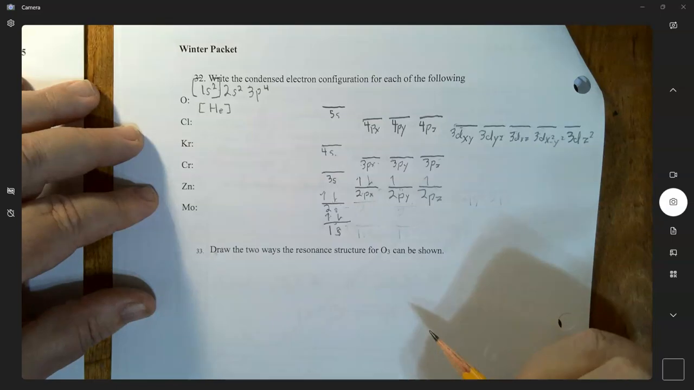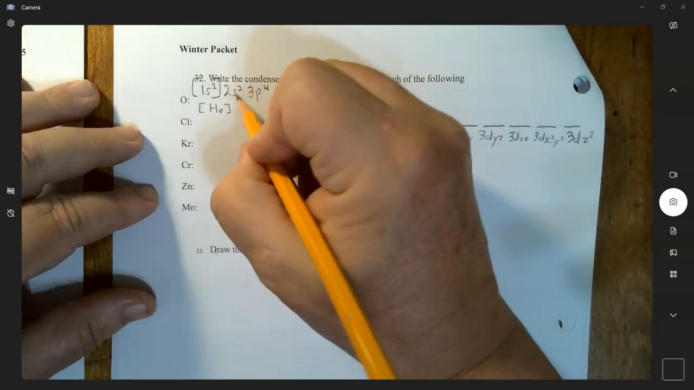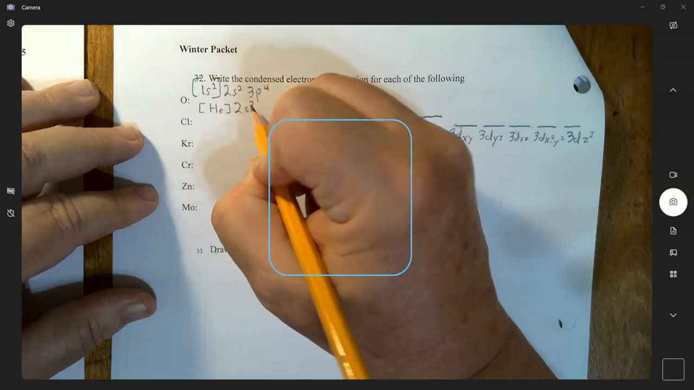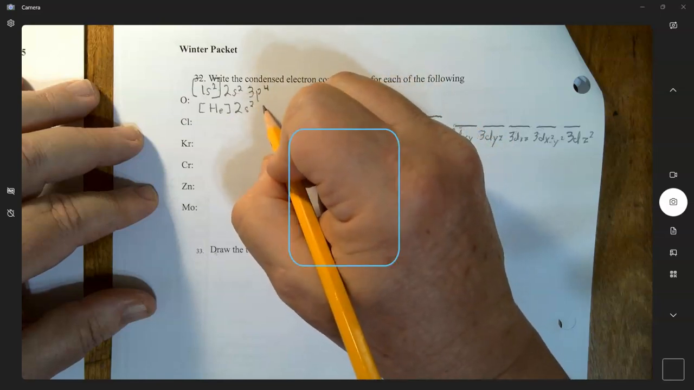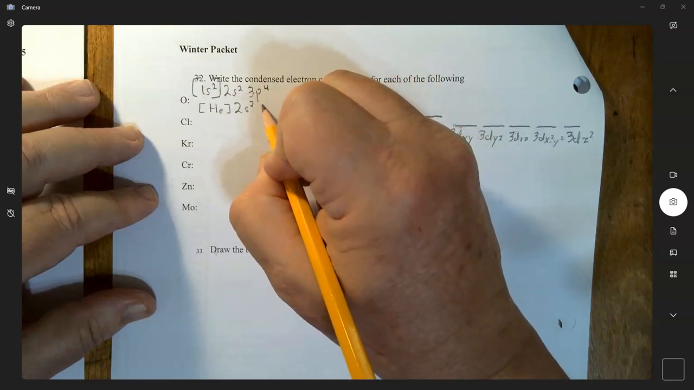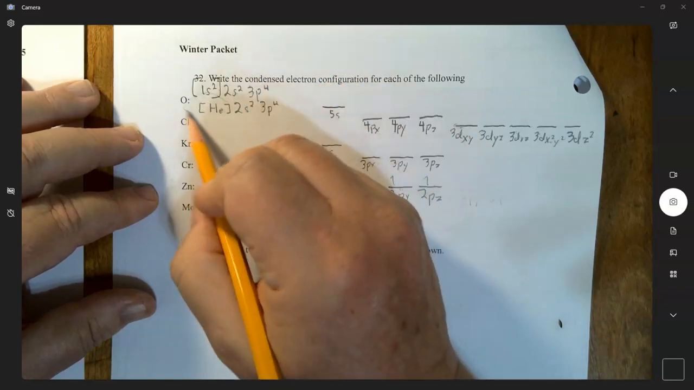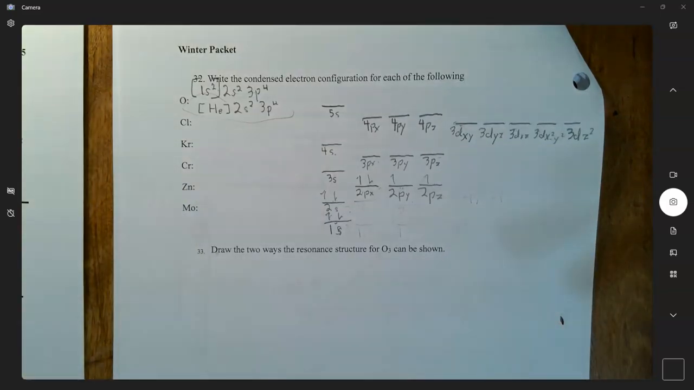The rest of them are going to be p6s, and you'll see that in the next view. So it's helium, and then you write the rest of this: 2s2, that's lithium, beryllium, and 2p4. That's 4 of the elements in the second row p subshell. So what I'm asking for really is that second one right there. That's the condensed electron configuration.